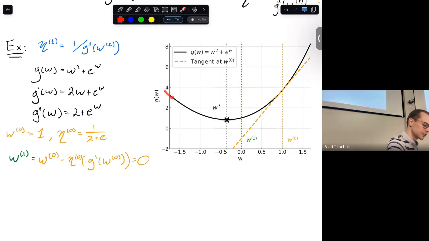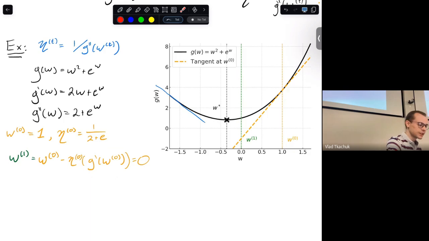If I were to draw the tangent line, let's say here, at maybe minus 1.5, I can briefly draw that. I draw a tangent line, and that has a negative slope. Then I interpret it this way: negative slope means that if I take the direction of the negative slope, the negative means move left.